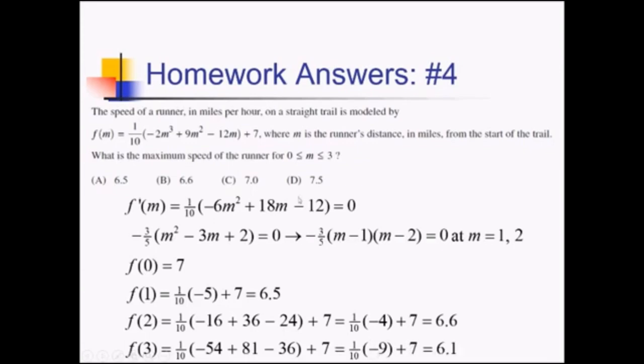Now going back to the problem, we wanted the maximum speed. So that's going to be the highest value out of all these, which was the very first one we picked, 7. So that means we're going to have choice C.